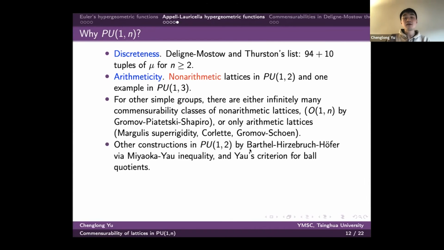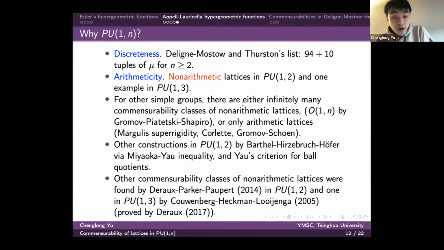There are also some other constructions of lattices in PU(1,2) by Barthel, Hirzebruch, Höfer. Their method is to construct complex hyperbolic ball quotients using hyperplane arrangements in P2, and they can apply the Miyaoka-Yau inequality, or Yau's criterion for complex hyperbolic ball quotients. In order to apply this, they need to work out some topological constants related to hyperplane arrangements, and they need the equality in the Miyaoka-Yau inequality to hold.